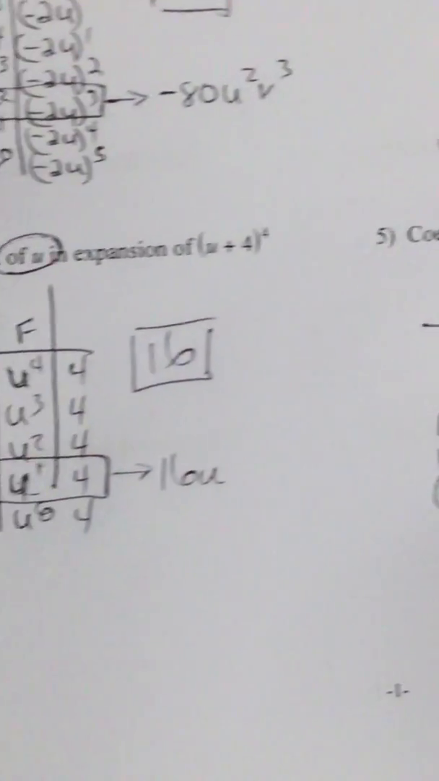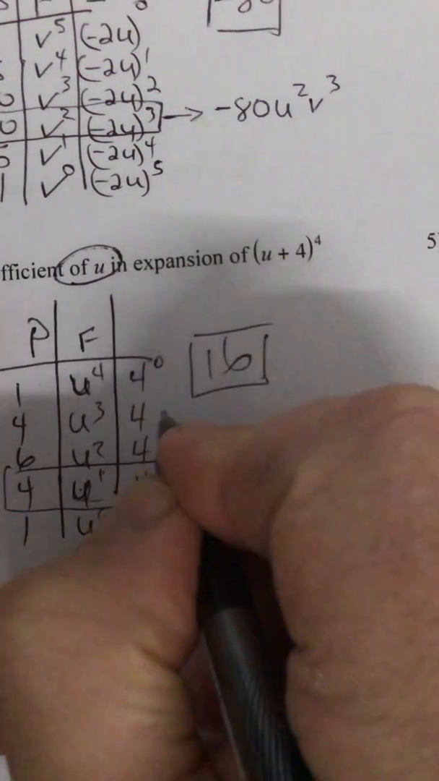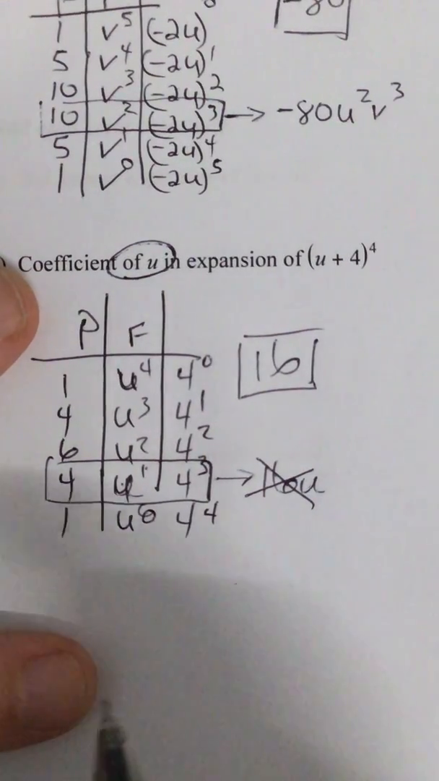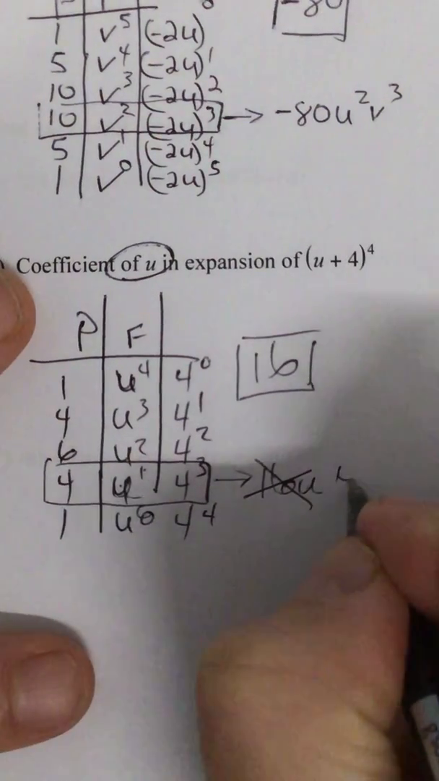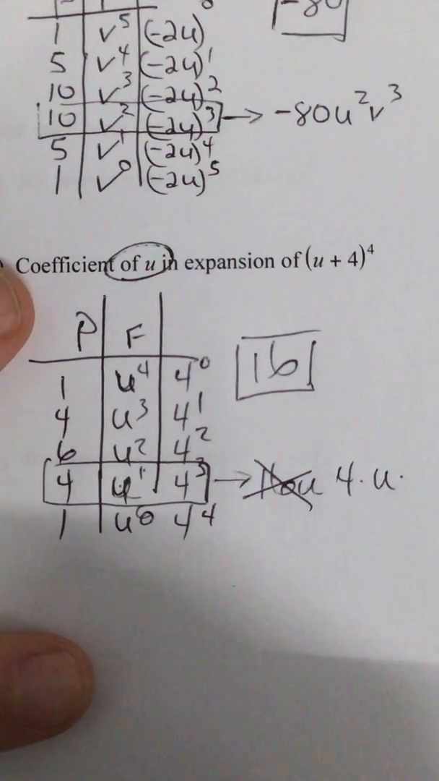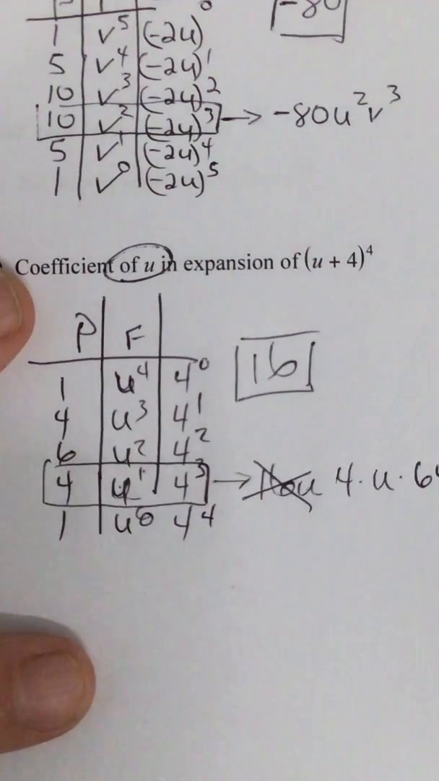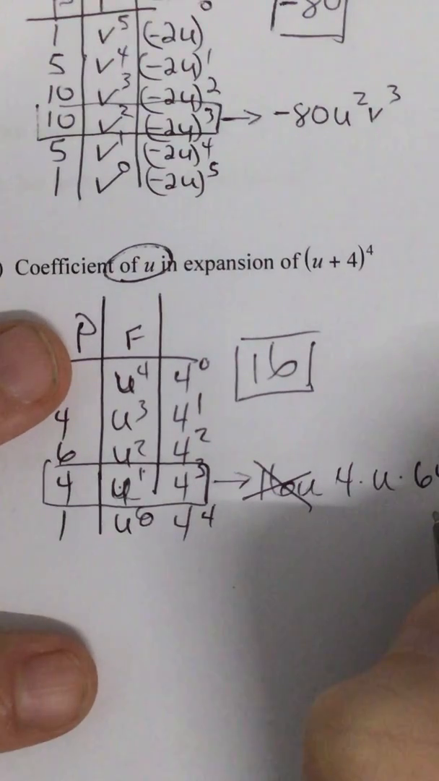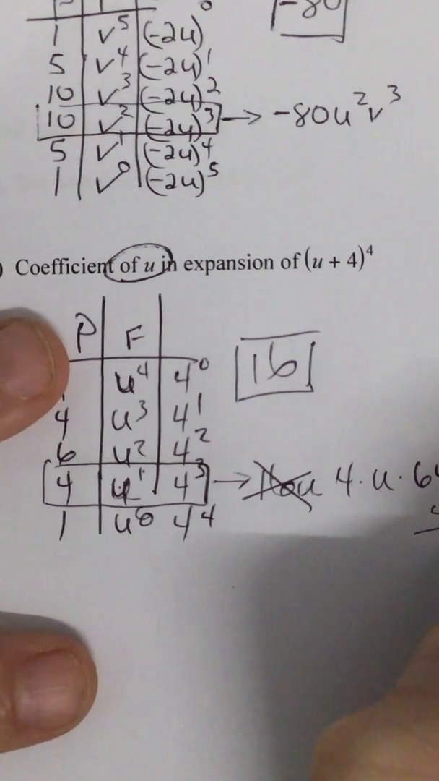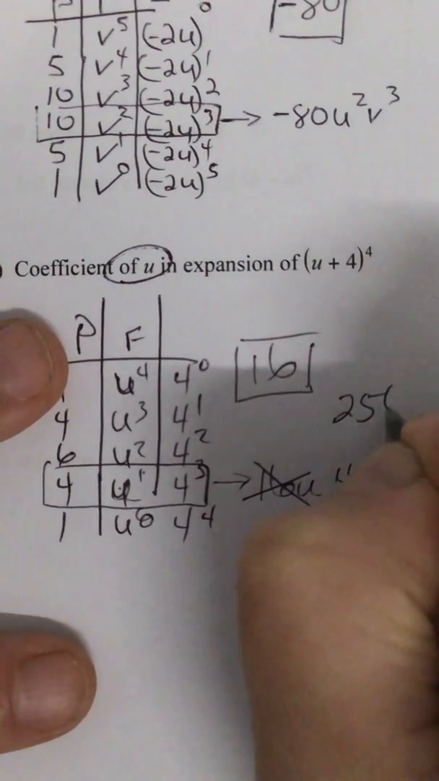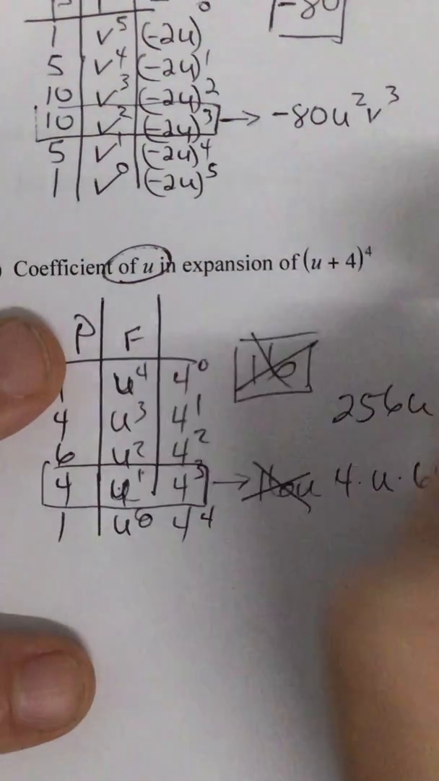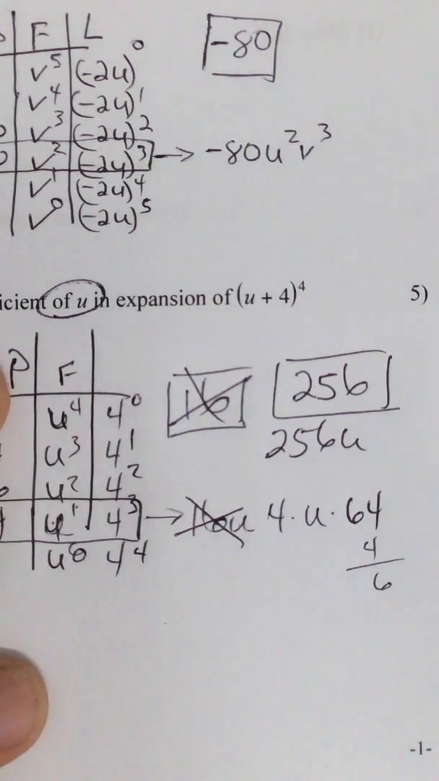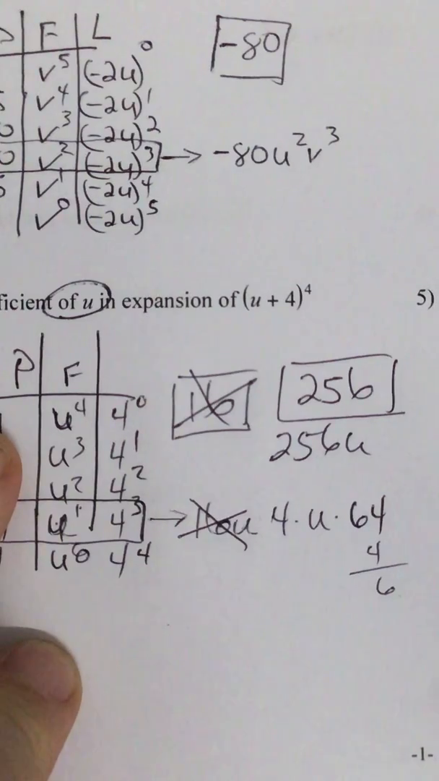Now let's back up to number 4 and fix that one, because I didn't do this. That should have been to the 0, 1, 2, 3, 4. That's not 16. It's 4 times u times 4 to the third is 64. 4 times 4 is 16, times 4 is 64. So I need 4 times 64, 256 I think. Yeah, 256u, so the answer is actually 256. Got a little bit lazy on that one.